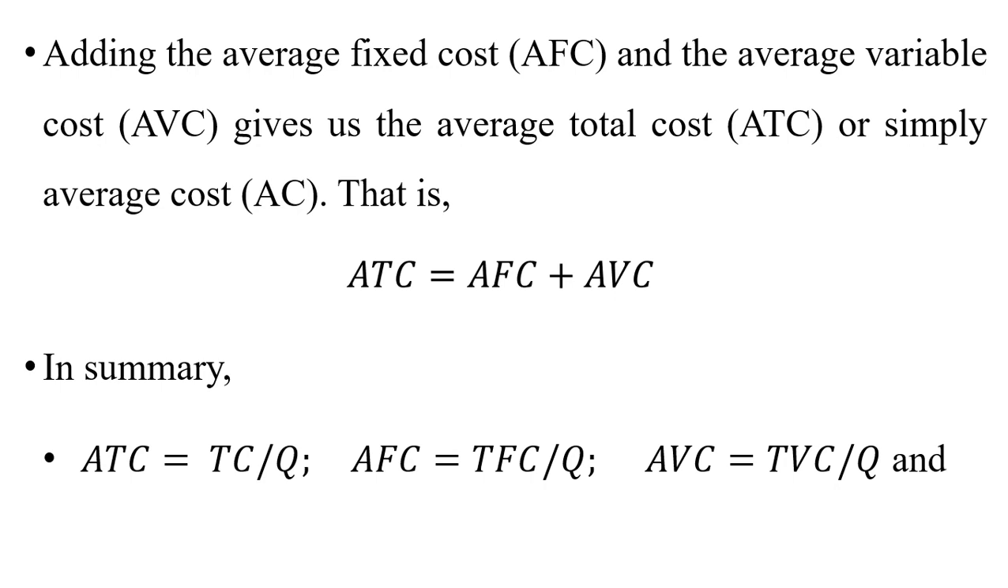So if you add the average fixed cost plus the average variable cost, you arrive at average total cost. Some people call it average cost, just average cost. Others, when you are reading some books, you'll see average total cost. It doesn't make any difference. So the average cost is just the sum of average fixed cost plus the average variable cost.